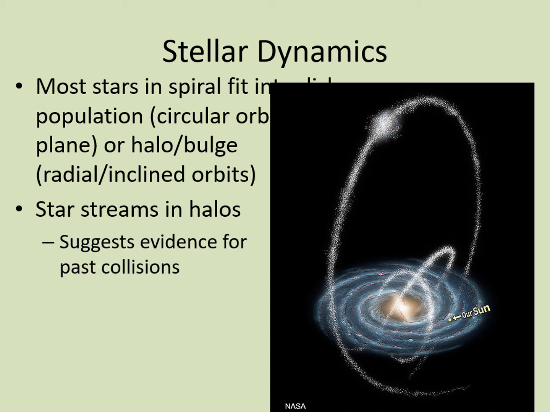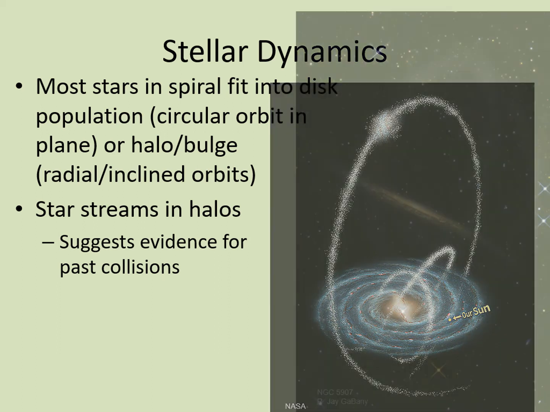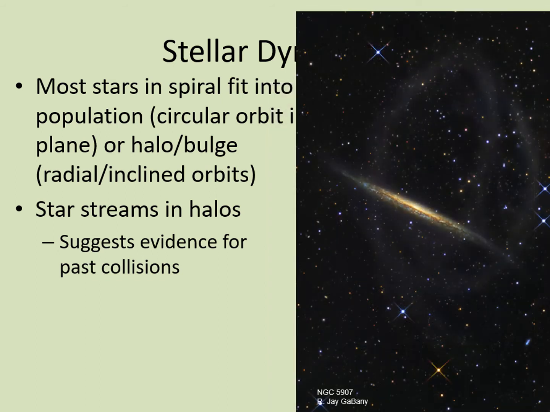It's likely that star streams are the remnants of smaller galaxies that have collided with the larger galaxy and been torn up by its gravity. In this image, you can see a faint spiral of stars perpendicular to the plane of a galaxy. This is probably a fairly recent collision, perhaps as little as 100 million years old, since the stars haven't had time to spread out much yet.